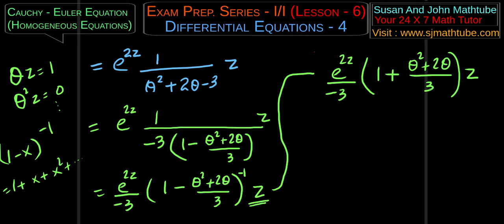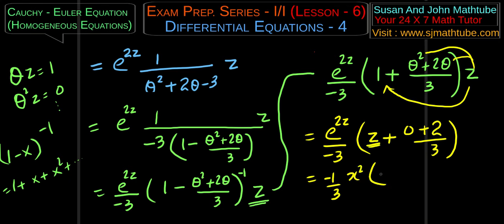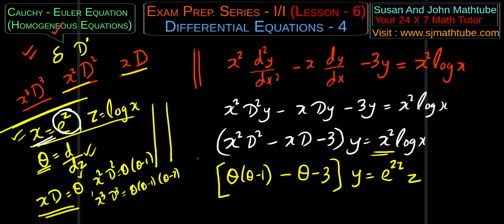Now that's it. You apply distributive property and open the bracket. So e power 2z by minus 3, z plus second derivative is 0, first derivative is 1 by 3. And one more step and I'll stop. This is minus 1 by 3. This is x square, and z means log x plus 2 by 3. If you're wondering where this comes from, in the beginning I told you these substitutes, so we just resubstitute them.